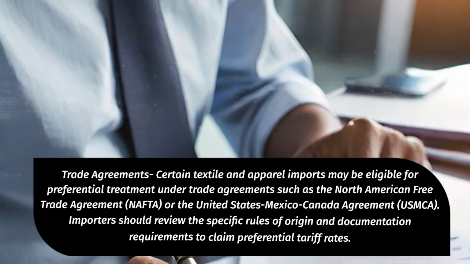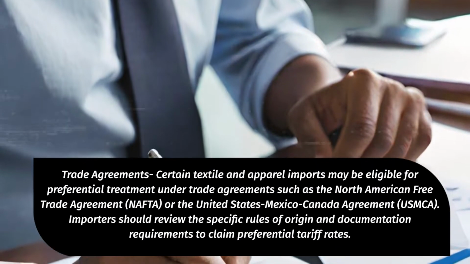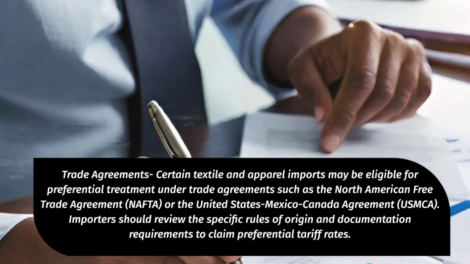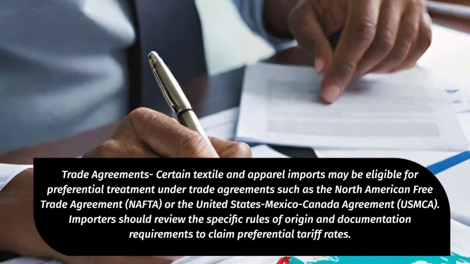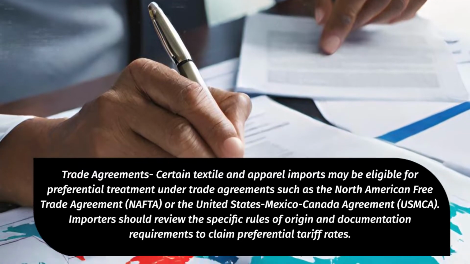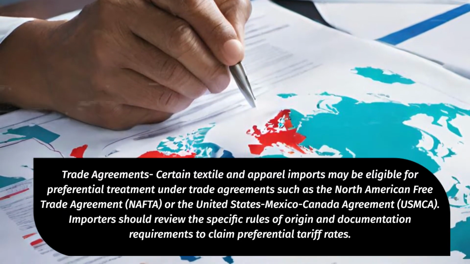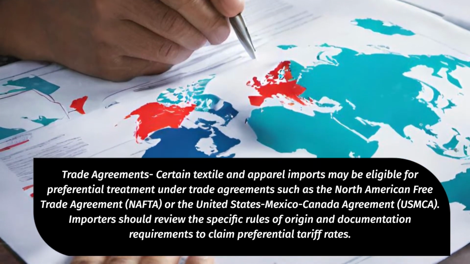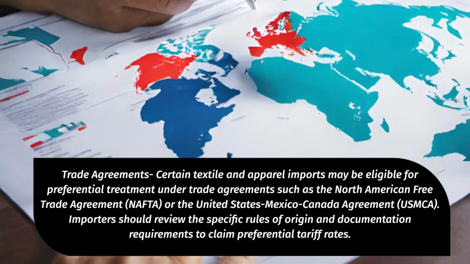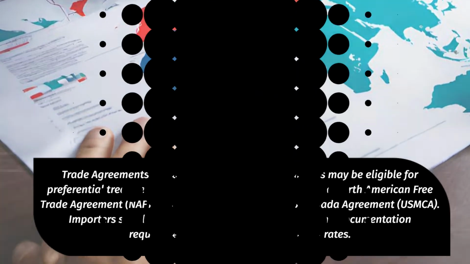Trade agreements. Certain textile and apparel imports may be eligible for preferential treatment under trade agreements such as the North American Free Trade Agreement, NAFTA, or the United States-Mexico-Canada Agreement, USMCA. Importers should review the specific rules of origin and documentation requirements to claim preferential tariff rates.